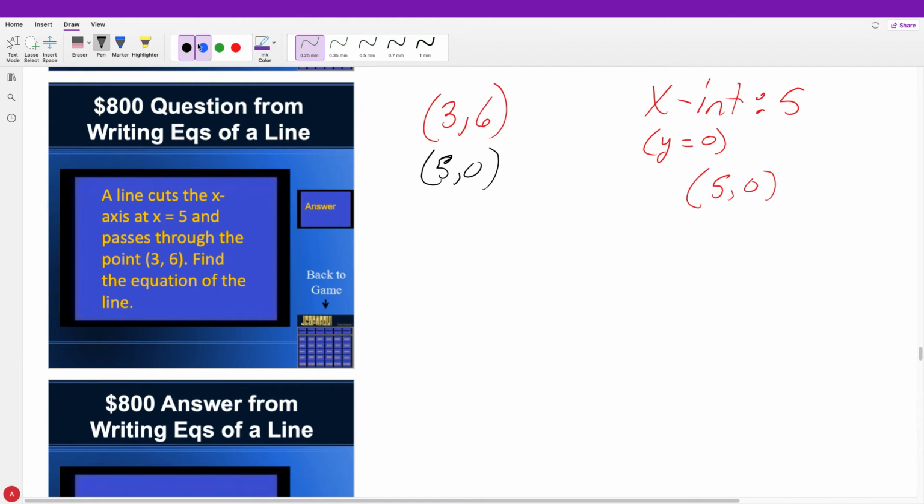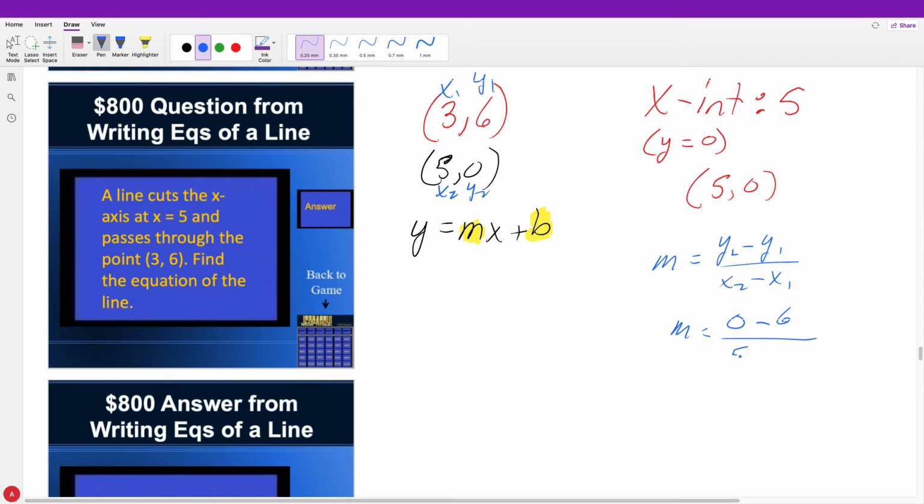So remember, same thing as the other one. We need to do y is equal to mx plus b, and we need to solve for our slope and our y-intercept. So they don't give us either of these. So that means the first thing we need to do is figure out our slope. And to solve for our slope, we use our slope formula of y2 minus y1 over x2 minus x1. So I'll label this x1, y1, and I'll label this one x2, y2. So now I have that my slope is equal to 0 minus 6 over 5 minus 3, which is then going to give me negative 6 over 2, which is then going to give me negative 3.